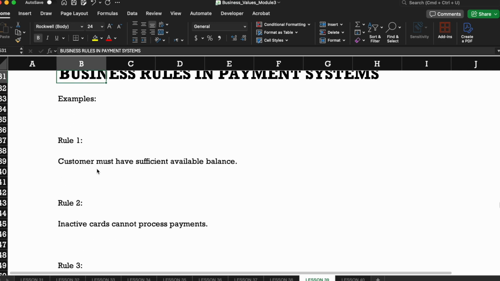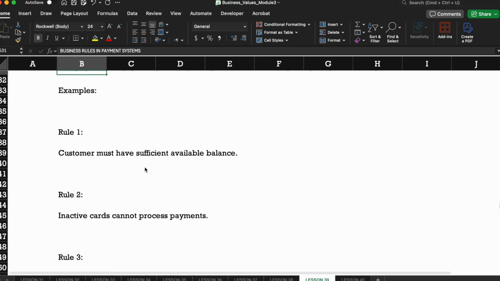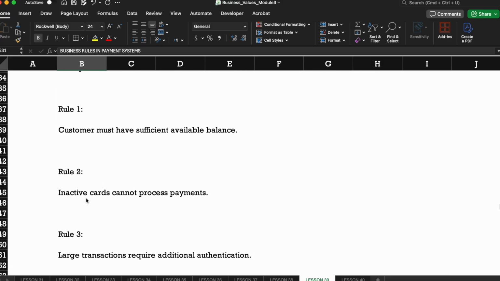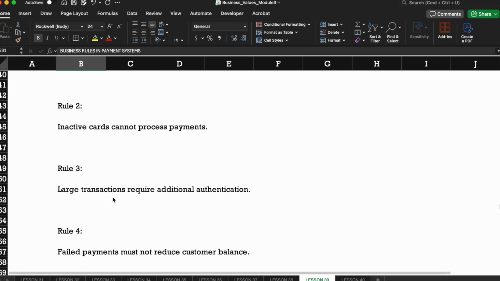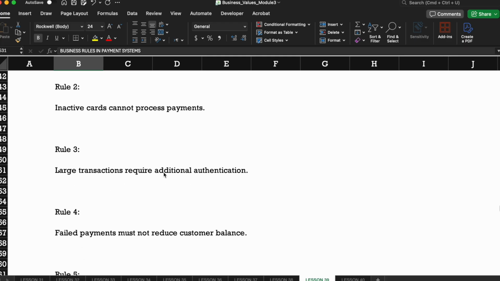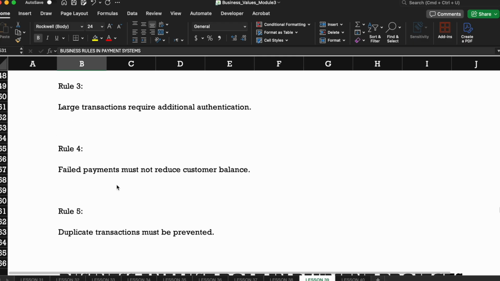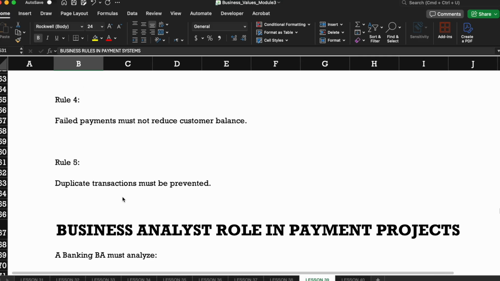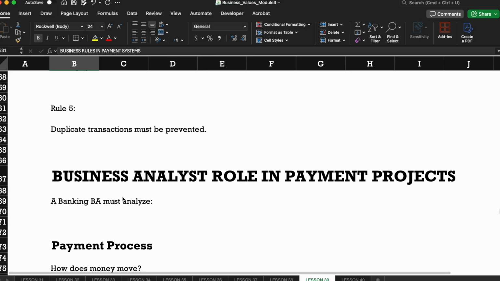Business rules in the payment system. Example: rule number 1, the customer must have sufficient available balance. Rule number 2, an inactive card cannot process payment. Rule number 3, a large transaction requires additional authentication. Rule number 4, a failed payment must not reduce the customer balance. Rule number 5, a duplicate transaction must be prevented.